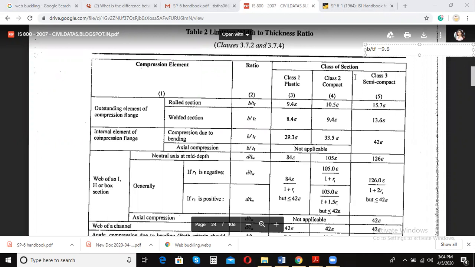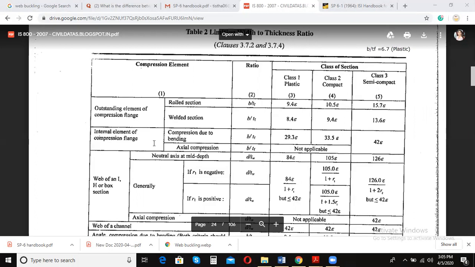See, this value is lying in between 9.4 epsilon and 10.5 epsilon, so my value is becoming less than 10.5 epsilon. I'm writing epsilon as E. So which means my section will become compact. But in this case, our B by TF value is coming out to be how much? 6 point something. Suppose 6.7. So since 6.7 is not exceeding this value 9.4 epsilon, hence our section is actually plastic section, right? Now this is the classification based on only the flange.